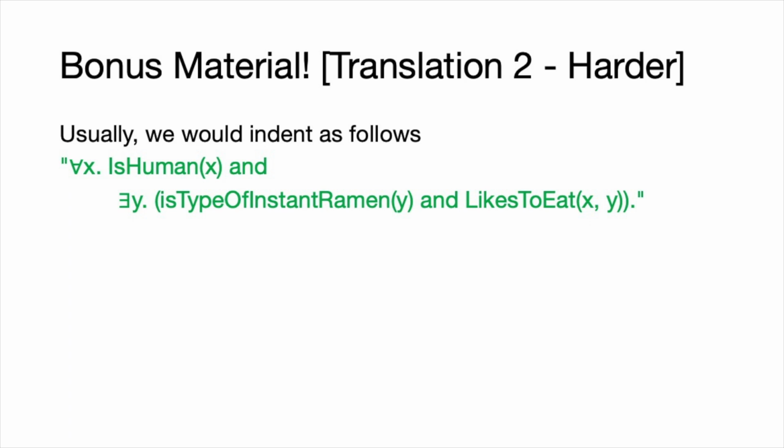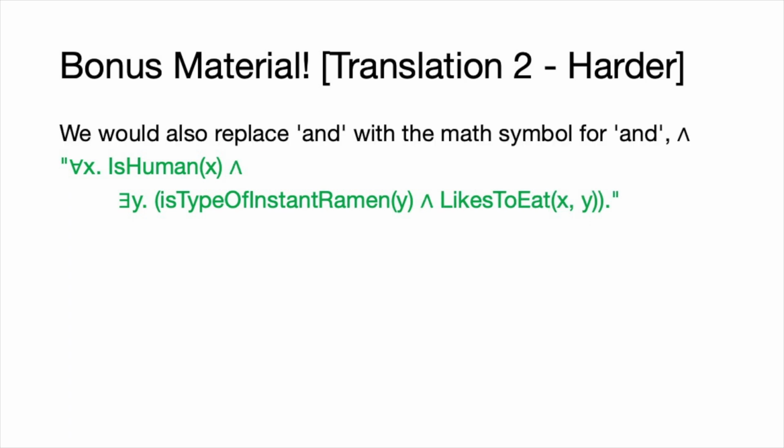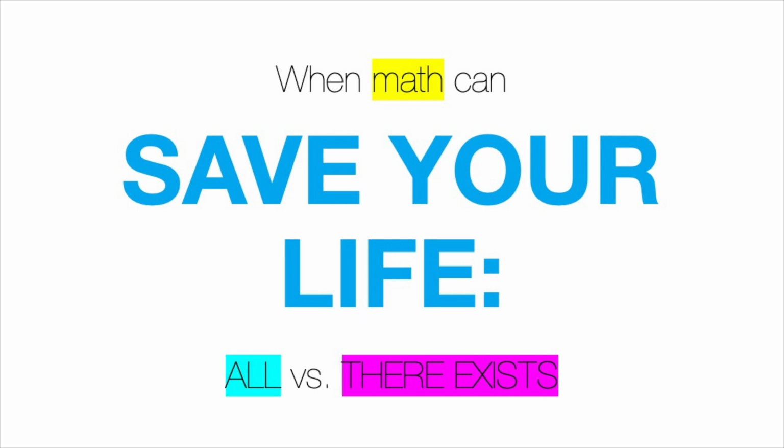A few extra notes: usually we'll just indent as follows, and for no particular reason other than it's just better on the eyes. And we also would like to replace "and" with this pointy symbol just to save the writing of 2 characters each time. And this concludes the bonus segment.